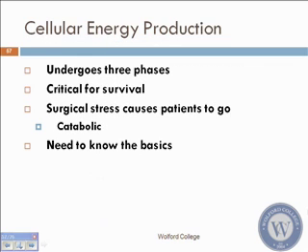Now, cellular energy production goes through 3 phases. These are critical for survival, and surgical stress makes patients go catabolic. So you really need to know the basics. I'm not going to go into all the specifics. When you take a biochemistry class, you essentially have to memorize all the enzymes and all that other stuff and how much ATP is being produced. I'm not going to ask you that. I'm just going to ask you the same basic principles, which is how cells produce energy.